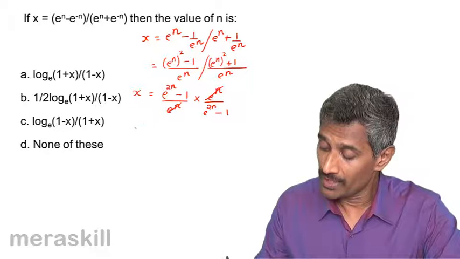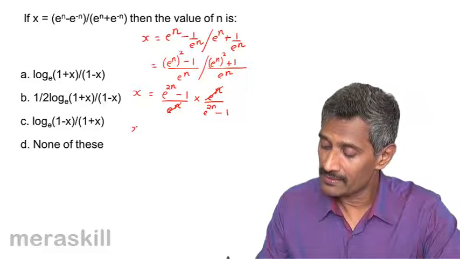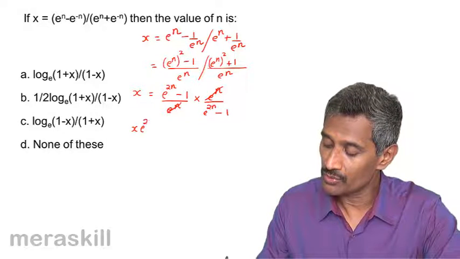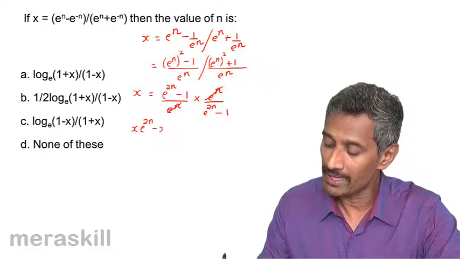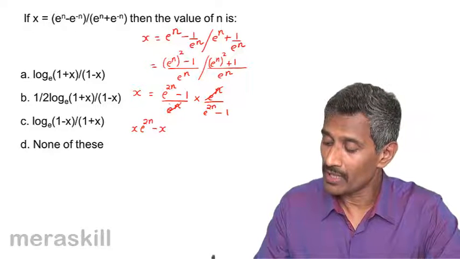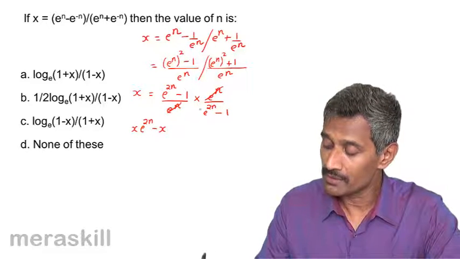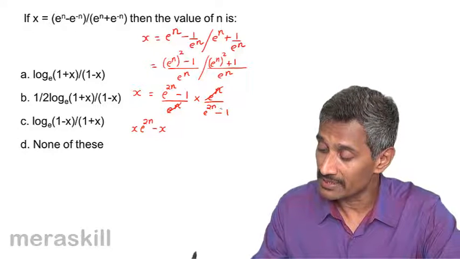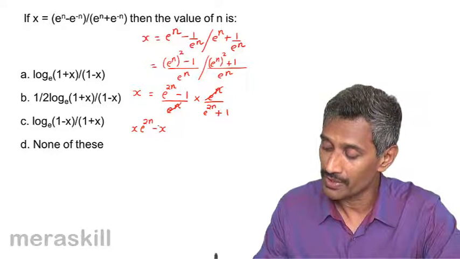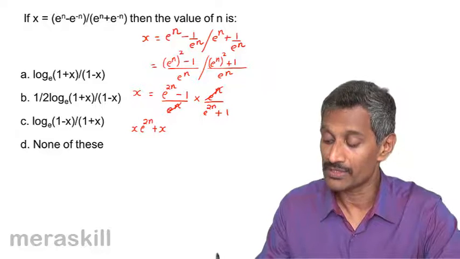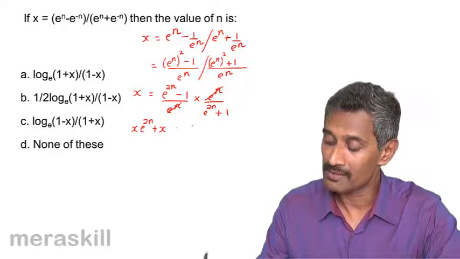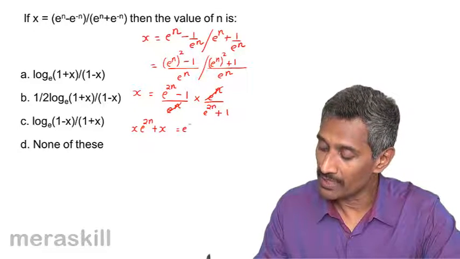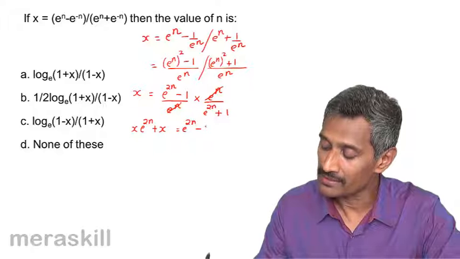Now that means x into e raised to 2n. Here we have e raised to 2n minus 1. Oh, we have done a mistake here. This is e raised to 2n plus 1. So here it's also multiplying. So it's x e raised to 2n plus x is equal to e raised to 2n minus 1.